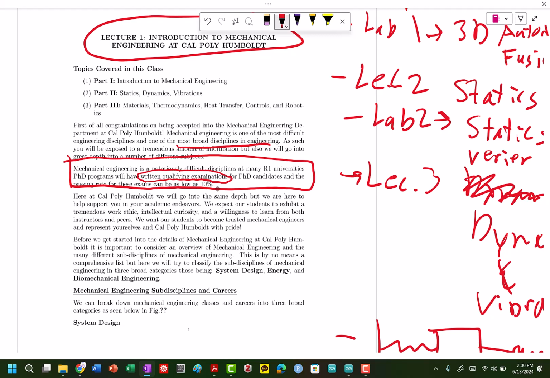We expect tremendous work ethic, intellectual curiosity, and a willingness to learn from your instructors and from your peers. If you're willing to put in the work, you're going to be extremely successful. We want all of you to become trusted mechanical engineers, and we want you to represent yourselves at Cal Poly Humboldt with pride. So that's the idea.